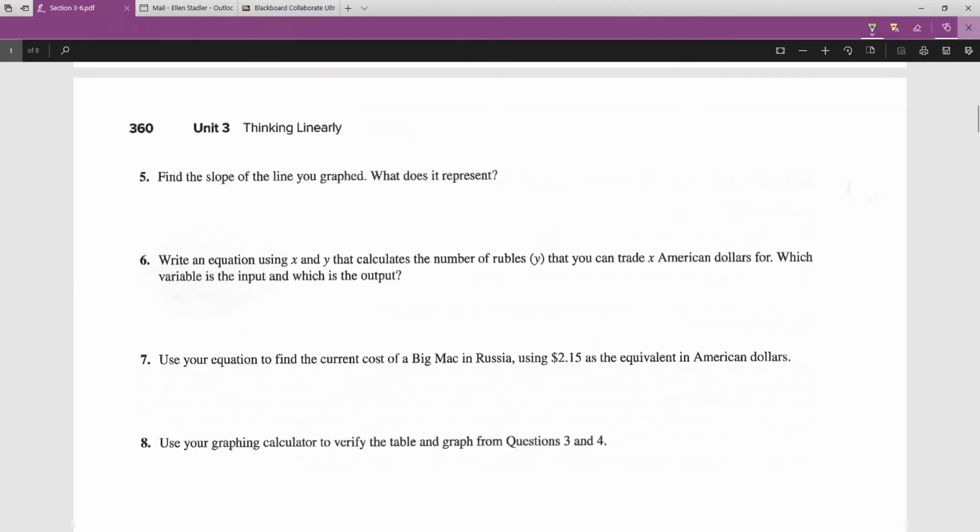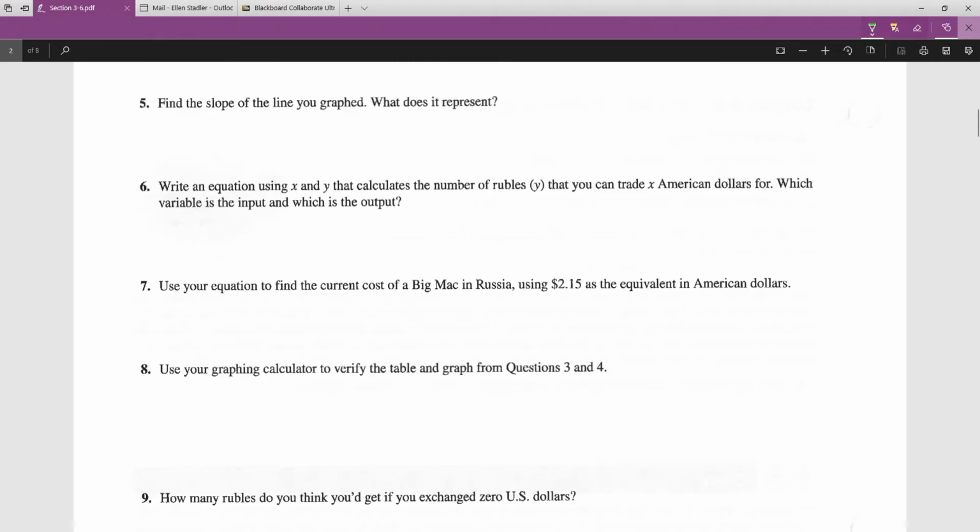Turning to page 360, question number 5 says, find the slope of the line we graphed. What is that constant rate of change we just talked about? How much is it increasing by for each dollar? Well, that goes back to the ruble exchange. The slope is equal to 58.4. It represents the number of rubles that equal $1.